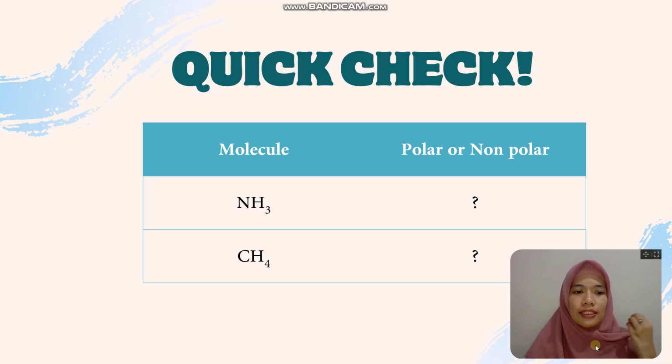Now, let us analyze the following molecules. Based on their molecular shape and electron distribution, do you think nitrogen trihydride is polar or nonpolar? What about carbon tetrahydride? To answer this question, let us compare the characteristics of polar and nonpolar compounds.